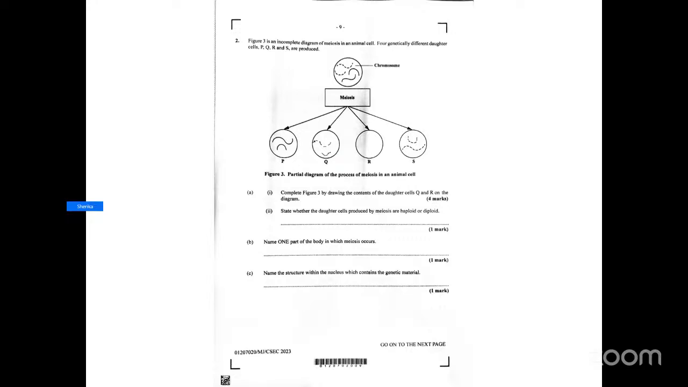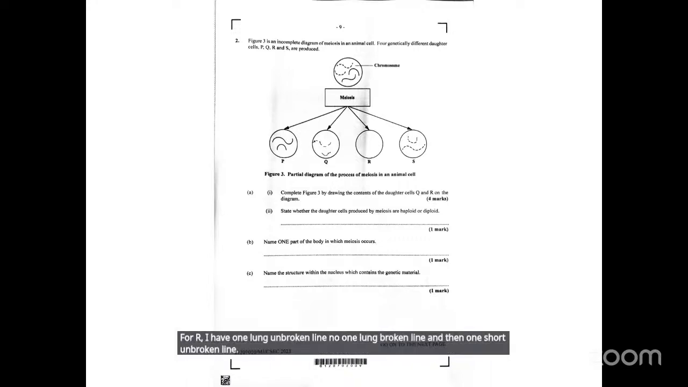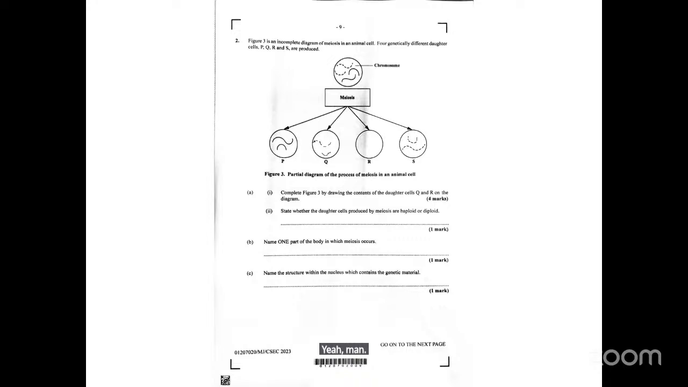What would R be looking like? For R, I have one long unbroken line. No, one long broken line and then one short unbroken line. Yeah, Dejanay, you're learning. Sir, is the one that I have in Q incorrect? It's fine. It's not necessarily one for one. Any one of them will be fine.